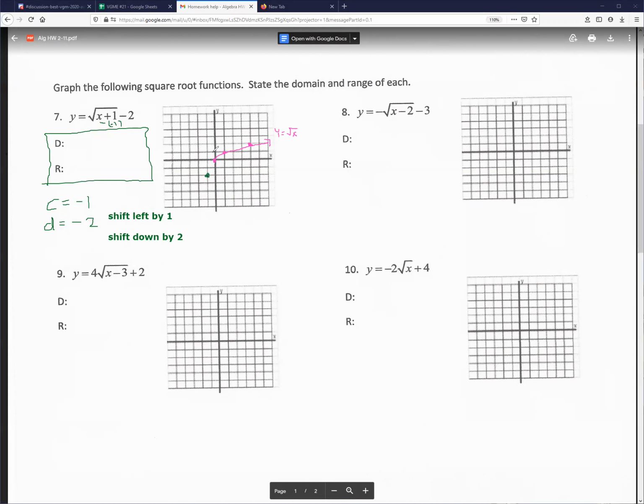This point is left 1, down by 2. Left 1, down by 2, and then we draw the same figure. I'm going to do this again. I'm going to give you a different interpretation if you like this better. We're going to take the original point and go left one, down by 2, but then we're going to pretend this is our new origin.